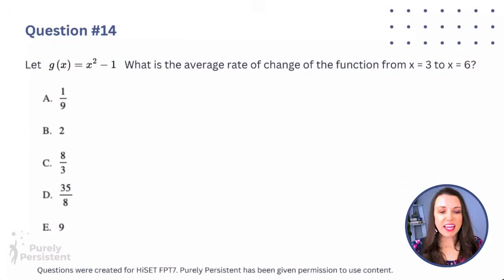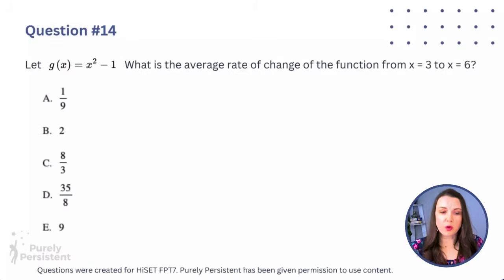Question 14, let g of x equal x squared minus 1. What is the average rate of change of the function from x equals 3 to x equals 6? Okay, so this is going to be a multi-step problem. So first thing we're going to do is figure out the x equals 3. So when we have here this g of x, a lot of times that's just going to equal y. Okay, so we have y equals x squared minus 1 in two different ways. The reason they have the g of x is so we can actually put the x in and help us solve for that essentially y.